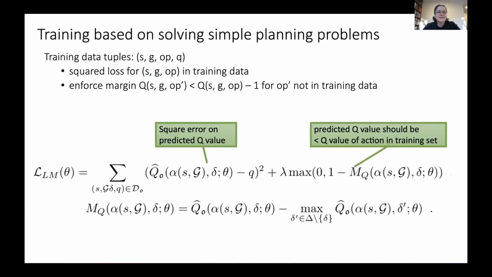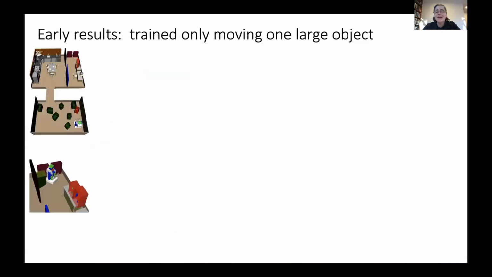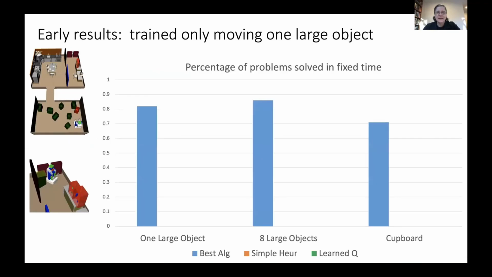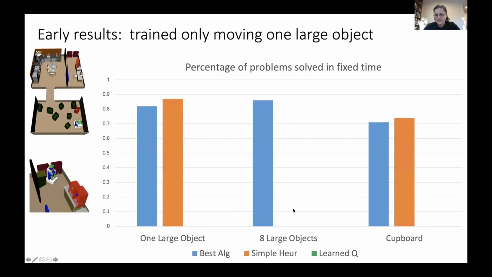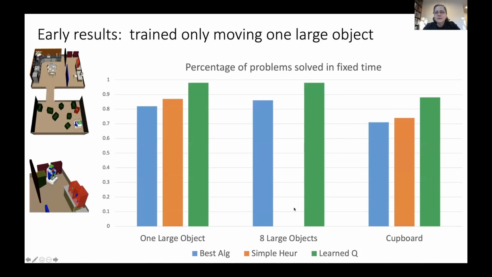So doing this, I'm not going to have time for the details here, but again, training only on moving a single large object. If we use an existing algorithm for planning, it works pretty well. If we use a simple heuristic, it works great in 2 cases, and it can't move the big objects at all. But if we do this learning of the abstract Q function, then we can learn more efficiently. And just to emphasize, we trained it on only trying to move this one red object. But to move this one red object into the other room, it has to move several green ones out of the way. But just from that, it was able to generalize to moving all the green objects into the apartment and to generalize to moving objects within the cupboard.